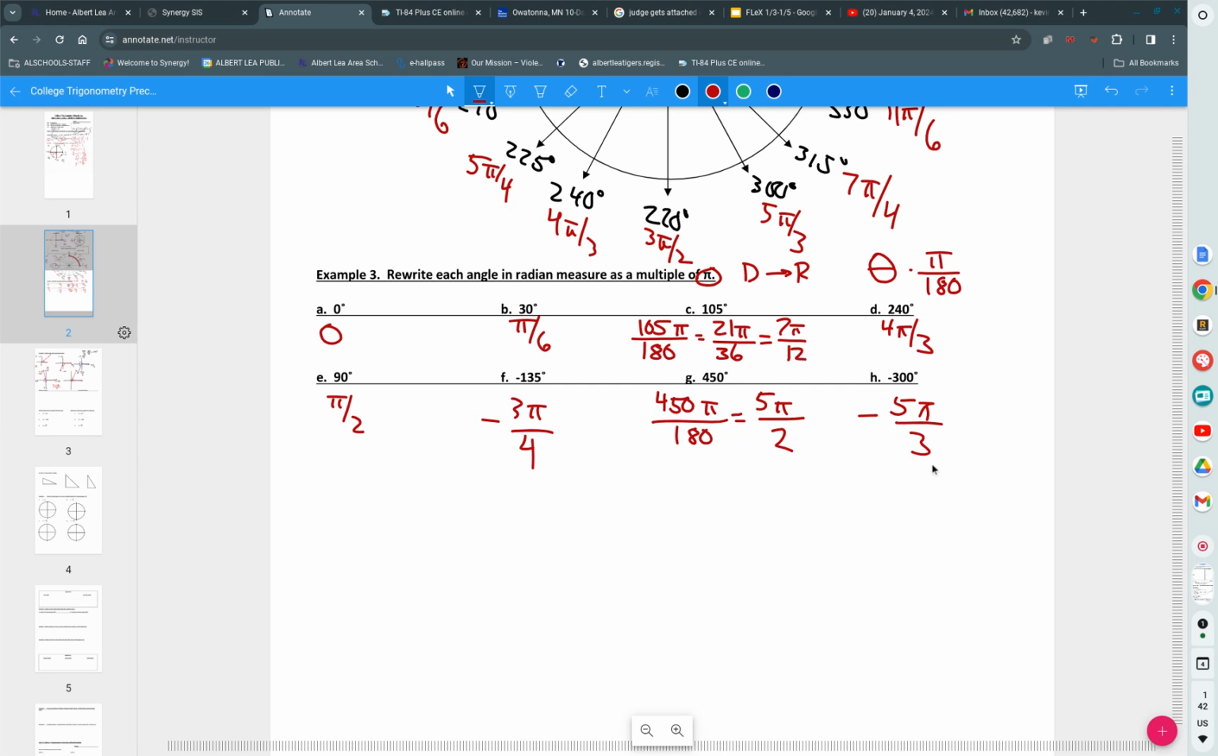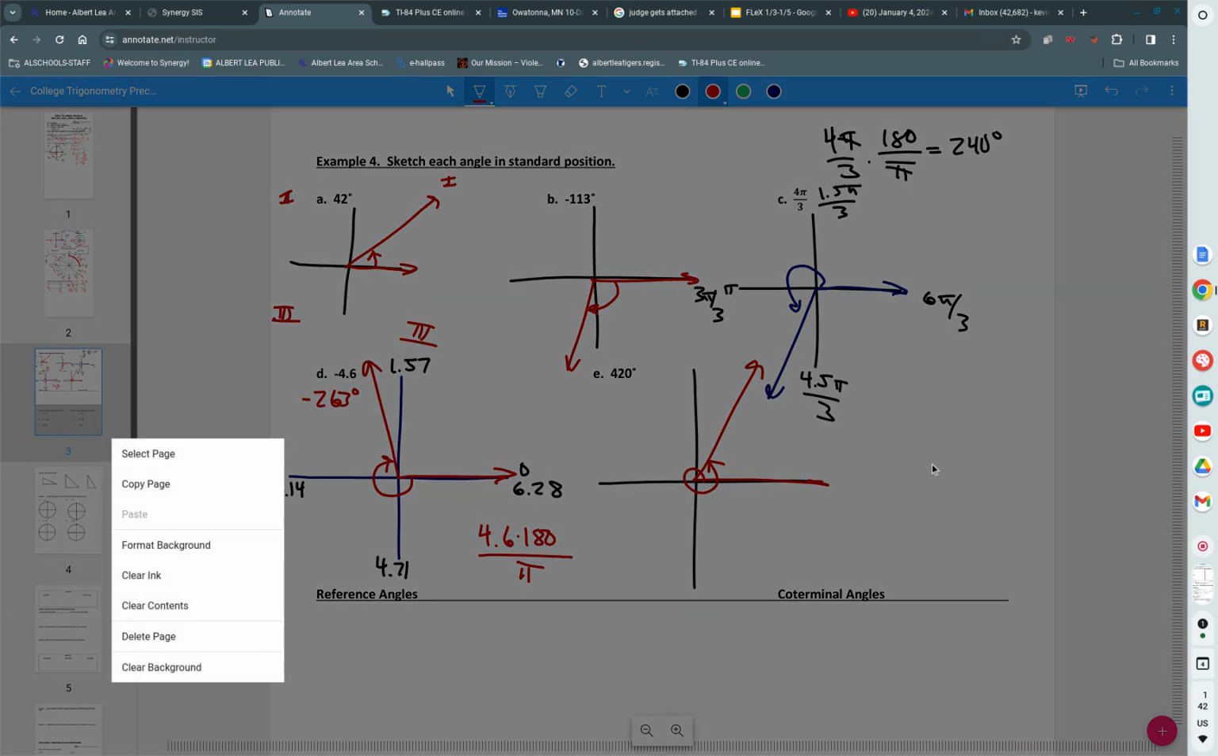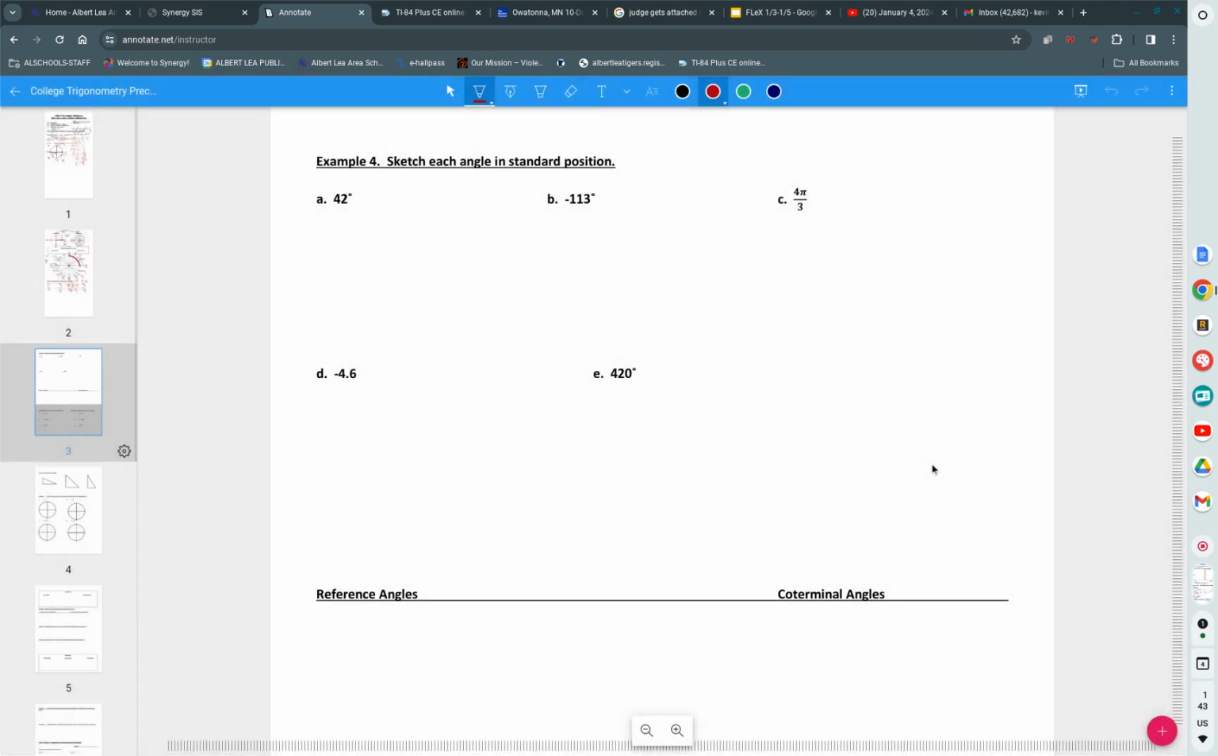Not too bad. So on your assignment today, you're going to be looking to convert from degrees to radians. You also do radians to degrees. I'll show you how to do one of those. And then the last thing is going to be looking to sketch angles in standard position. So this is a little bit newer for you. Okay. So we'll do 5 examples here of sketching an angle in standard position.